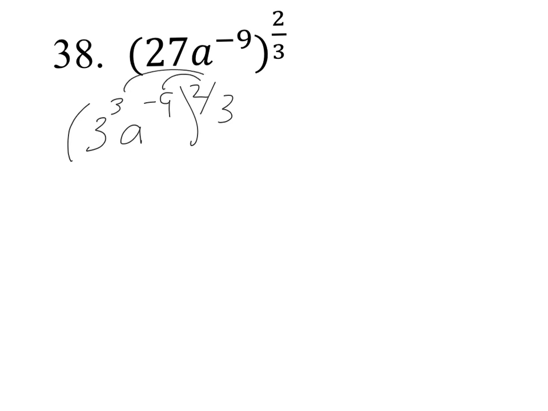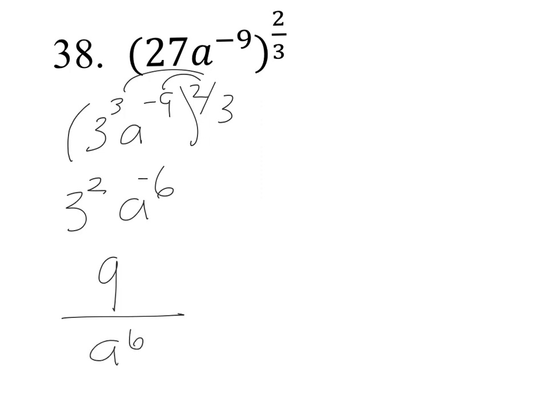And now I have my power to a power, and you multiply 3 times 2/3, which would be the same thing as 3 squared. And negative 9 times 2/3, the same thing as a to the negative 6. Now you should not have negative exponents. You can't have negative exponents, so 3 squared becomes 9, that's on top. The only negative exponent is with the a, so this would be a to the 6.